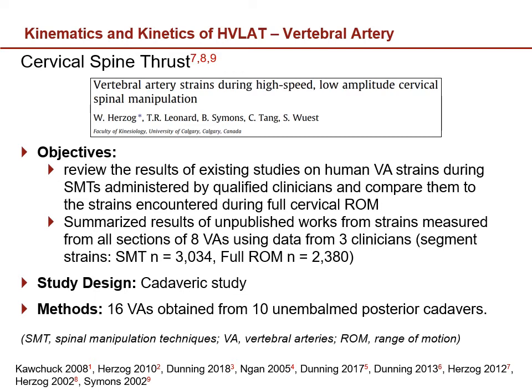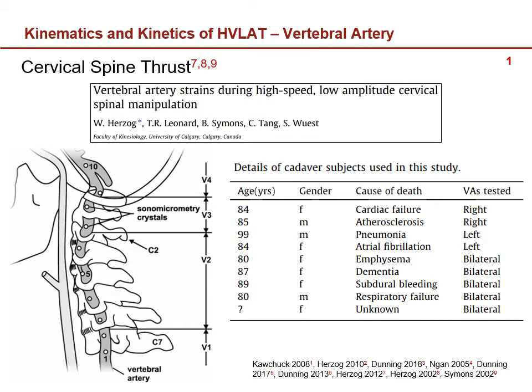clinicians. And then you can see that the total number of N, or the number of strains that they captured, was well over 2,000 for both spinal manipulation as well as for the full ranges of motion. These were, once again, cadaveric studies, just given the nature of what they were looking at. 16 vertebral arteries obtained from 10 uninvolved cadavers. Okay, very similar setup and methodology to that of the previous study. There are some overlap in researchers here.